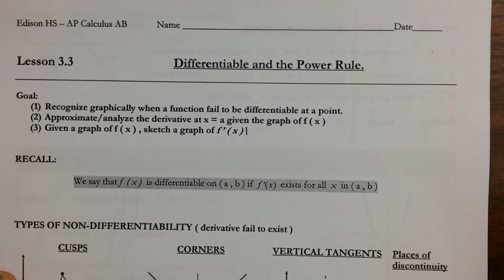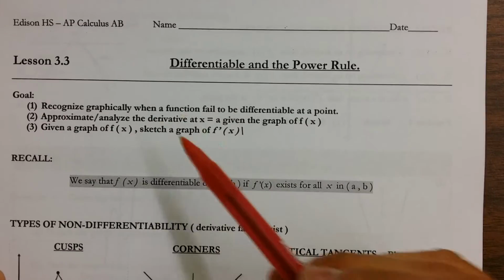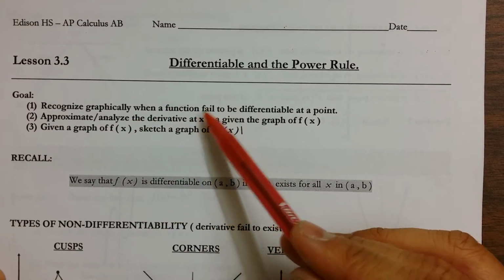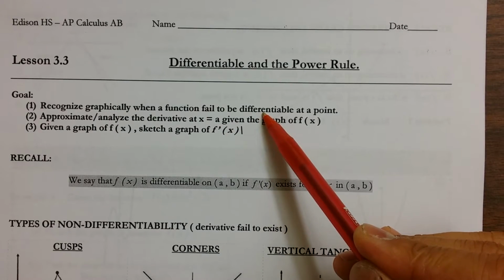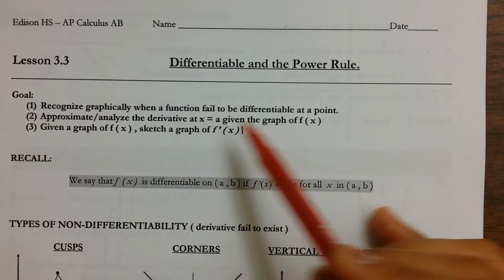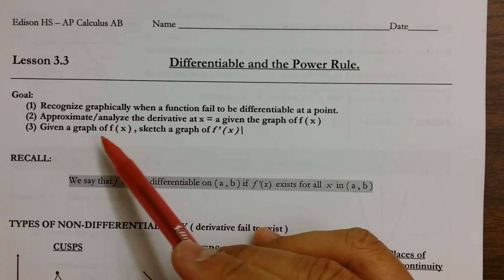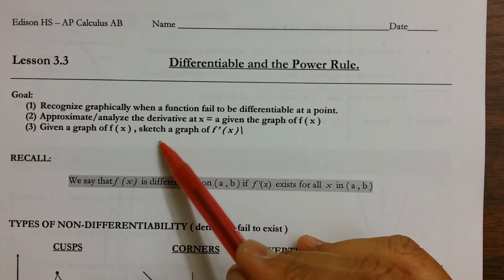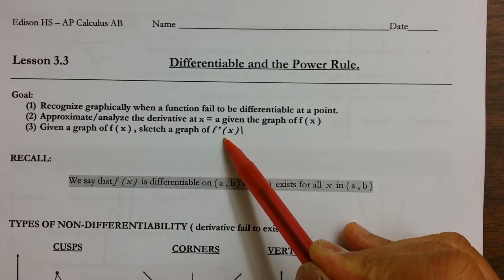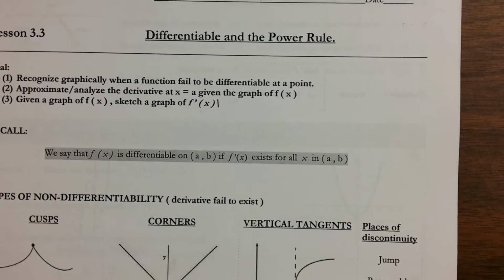So just a few quick goals for us. In this lesson, I want you to be able to recognize graphically when a function doesn't have a derivative. Know how to analyze the derivative at a point given a graph. That means you're able to look at the graph and say, oh, the derivative, the slope of the tangent line, is a half, and so on and so forth. Given the graph of the function, you should be able to sketch the graph of the derivative and also vice versa. Alright? Cool. Alright, so let's begin.